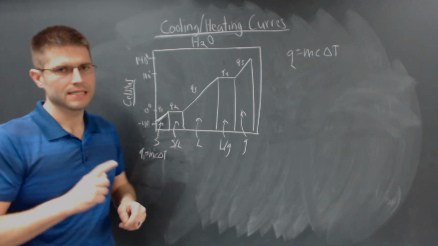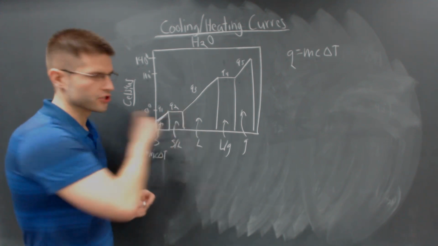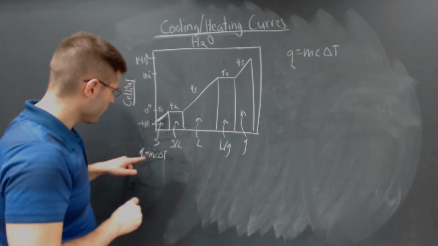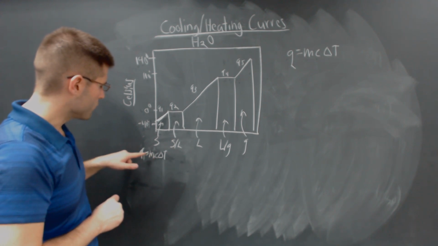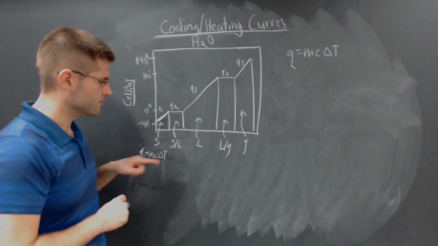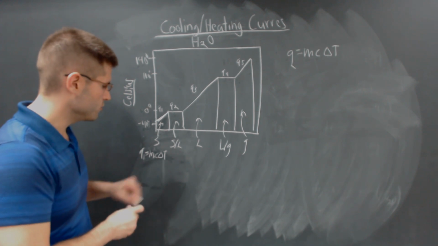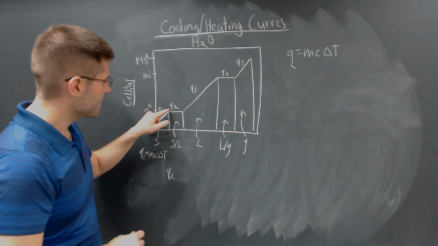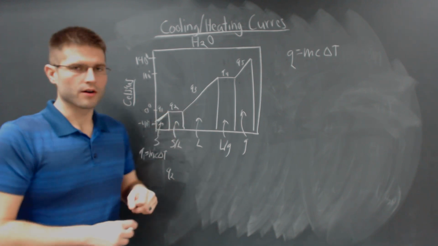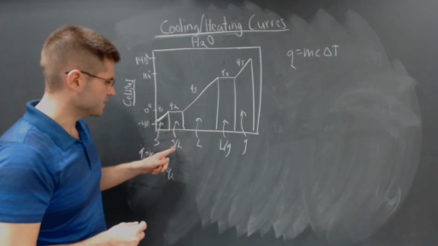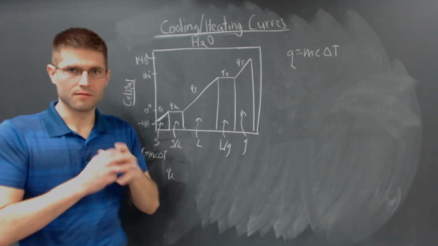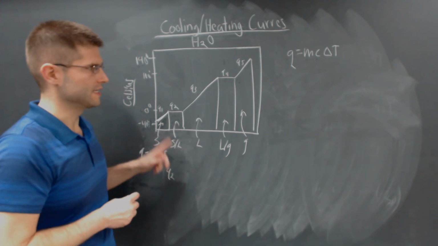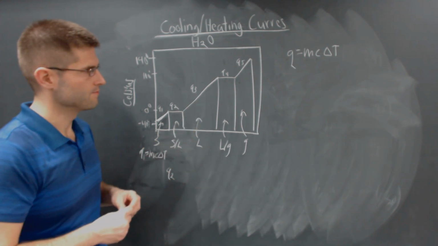Now, Q2 is slightly different. There is no temperature change in Q2. So if I were to use the same equation, I would get mc delta T would be 0, and Q2 would be 0. But that is not the case. So anytime we have a flat bar on our heating or cooling curve, this is going to be considered a mixed phase situation.